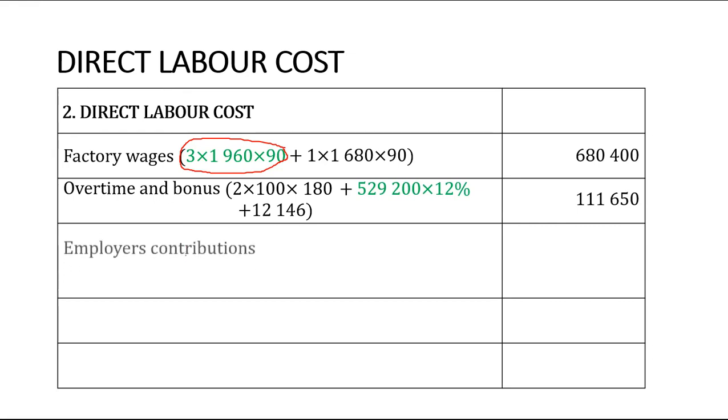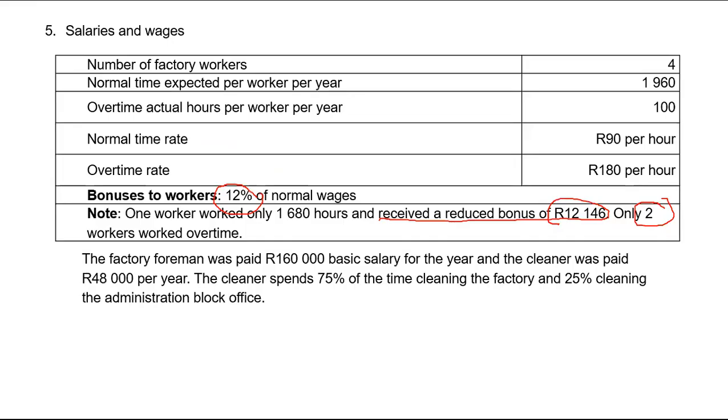To all of this, all you have to do now is add the employer's contributions, right? And I'll have to read further for that. After that, they spoke about the factory foreman receiving a 160,000 basic salary, and the cleaner was paid 48,000. This is per year. The cleaner spends 75% of the time cleaning the factory and 25% cleaning the administration office block.